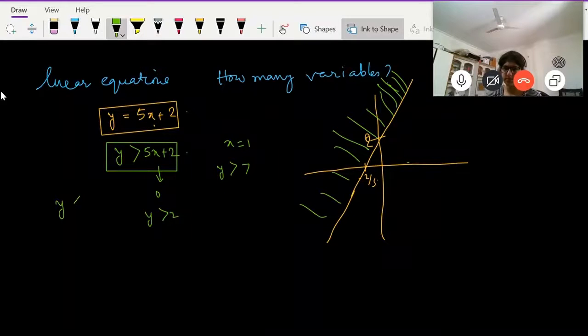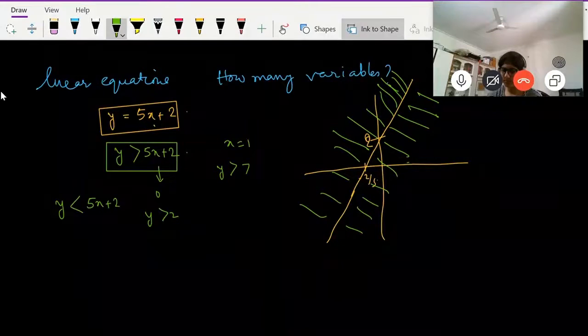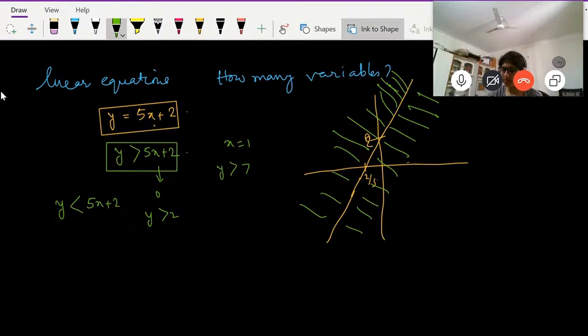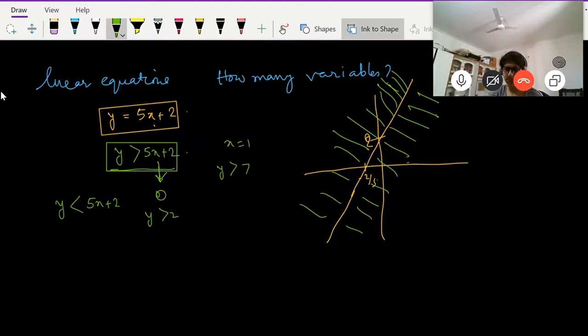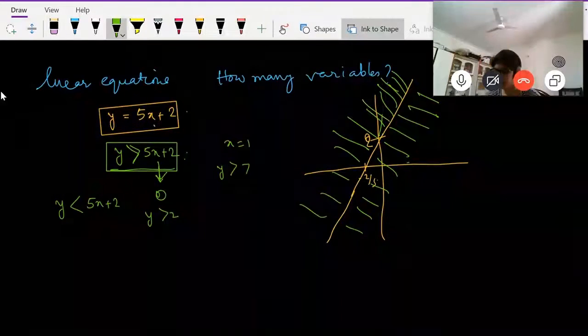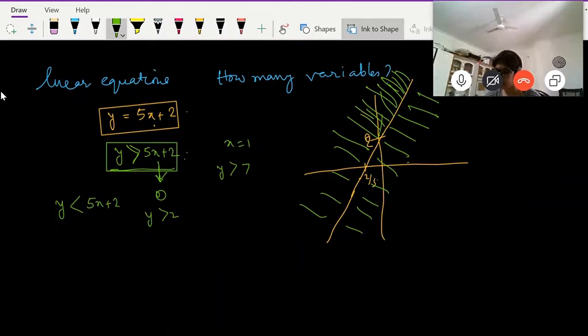Similarly, y less than 5x plus 2 will be on the other side, right? So whenever you get confused with this, because there are problems involving inequalities and straight lines, right? We'll come to that. But if you get confused, the simplest way is just have a look at the inequality. Just put x equal to 0 and check the value of y. So if it is greater, then it has to be greater than that. So all this side. And if it is lesser, then it has to be lesser than this. So it will be all this side.